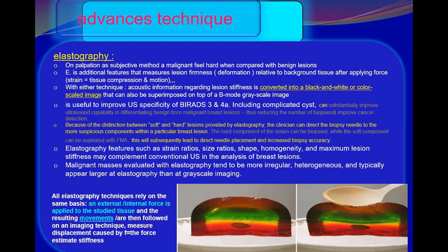As you mentioned, there are two techniques. With either technique, acoustic information regarding lesion stiffness is converted into a black and white or color-scaled image, superimposed on top of the B-mode image. And if you look at this image, I love it. I found it in the literature and I love it.